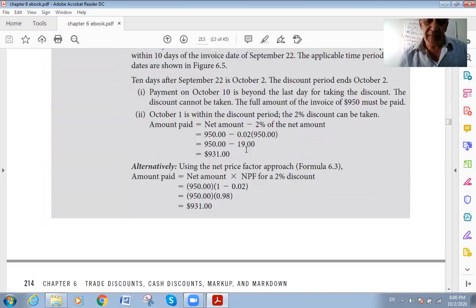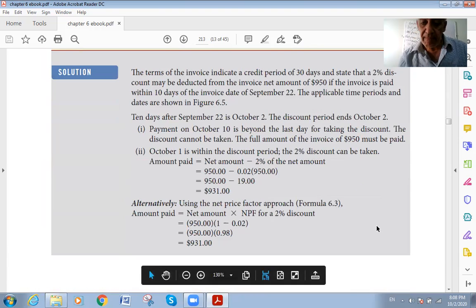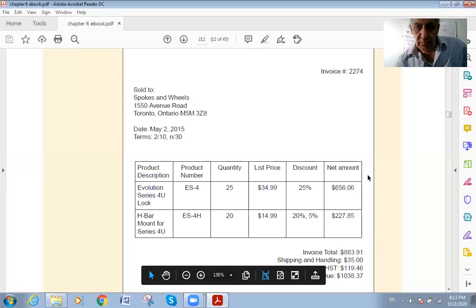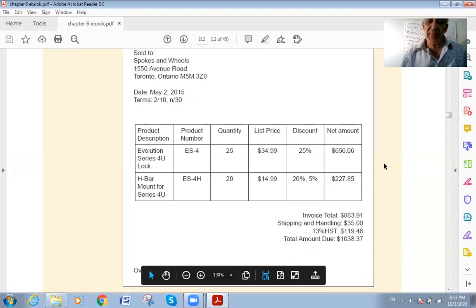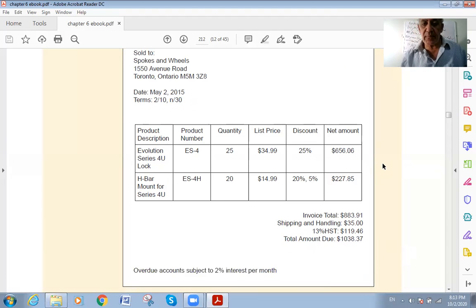Let's see. So now let's see the numbers which came here in this example. How will we solve it if I give you an invoice and you have to complete it? Like for example, if I give you an invoice where some numbers are missing and you have to complete it, what will you do then? And this is very important. Let's see in this example how we will get the solution.